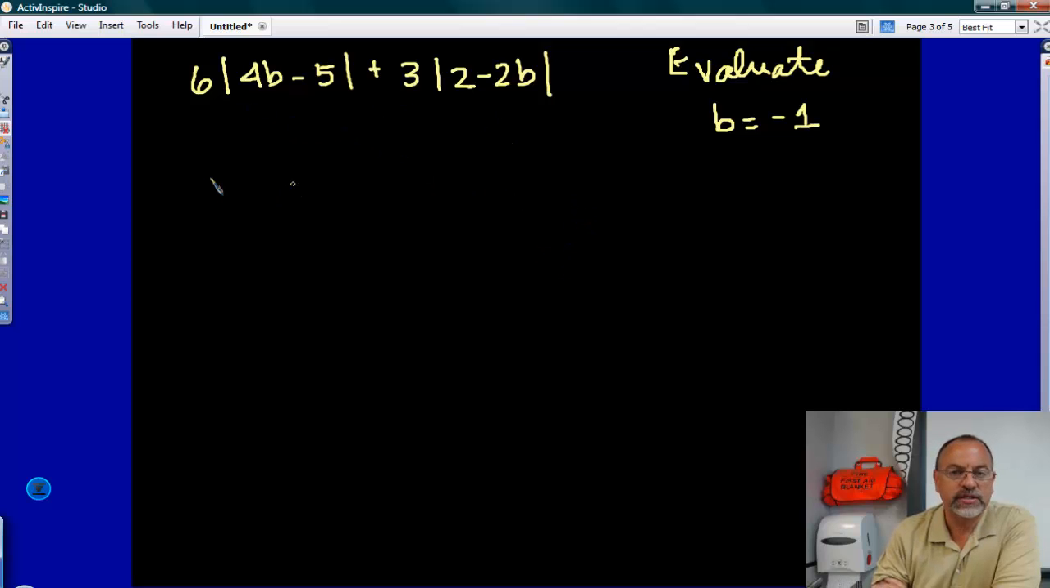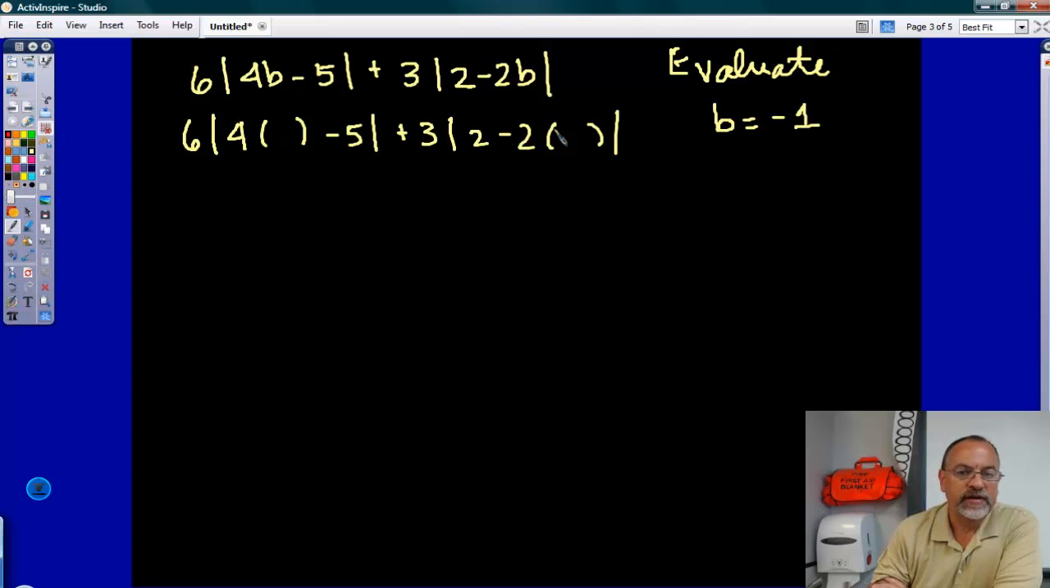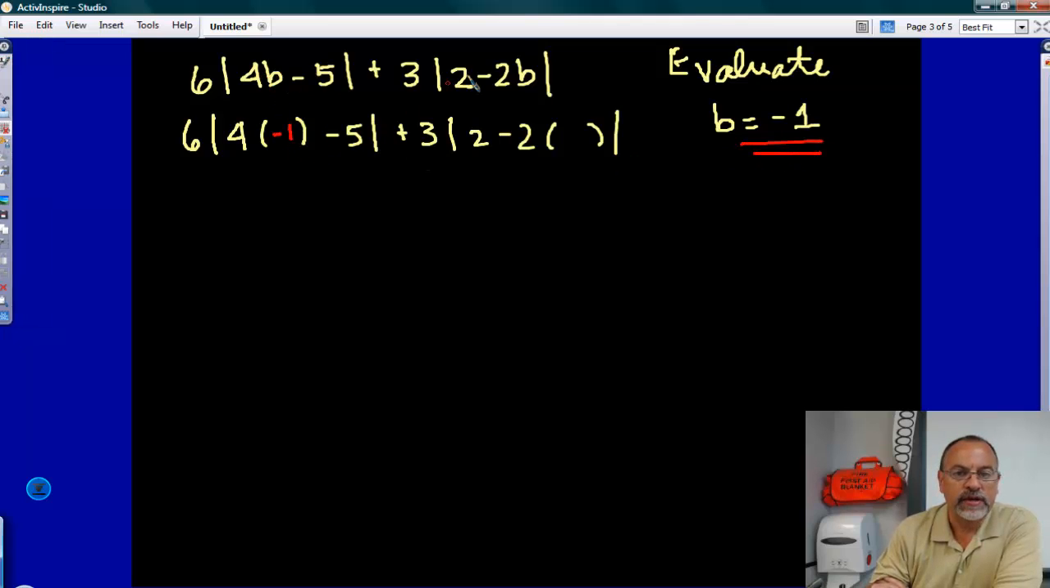So we're going to rewrite this expression, making a parentheses for each letter, and then go back and substitute in the value of that letter. So I have 6 times the absolute value of 4 times a B value, minus 5, plus 3 times 2 minus 2 times a B value, absolute value. So again, I rewrote it, and for every letter I wrote a parentheses. Now, it tells me that B is going to be -1, so for every B, I'm going to put in -1, and I'm going to put in -1.